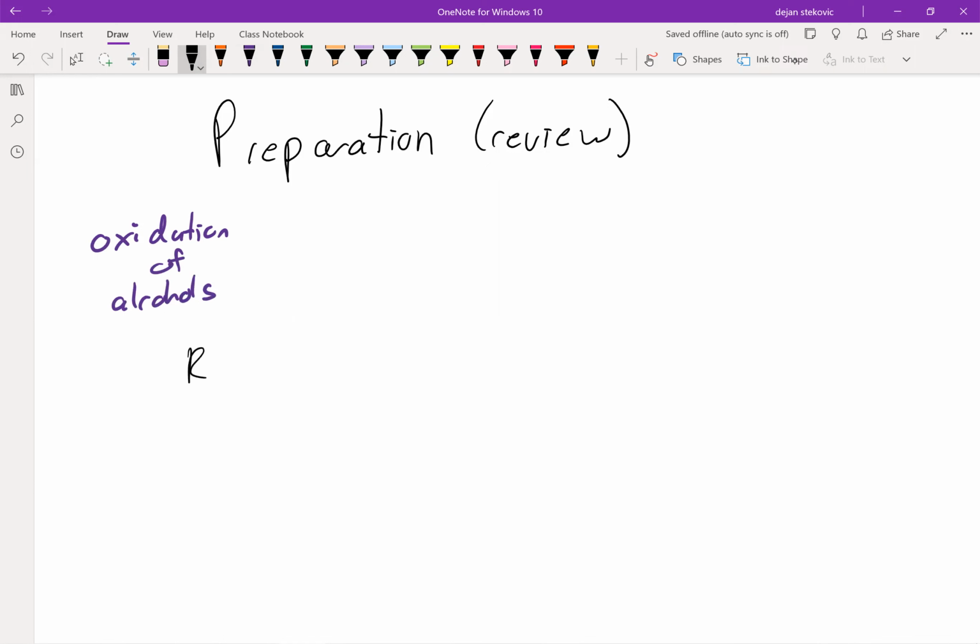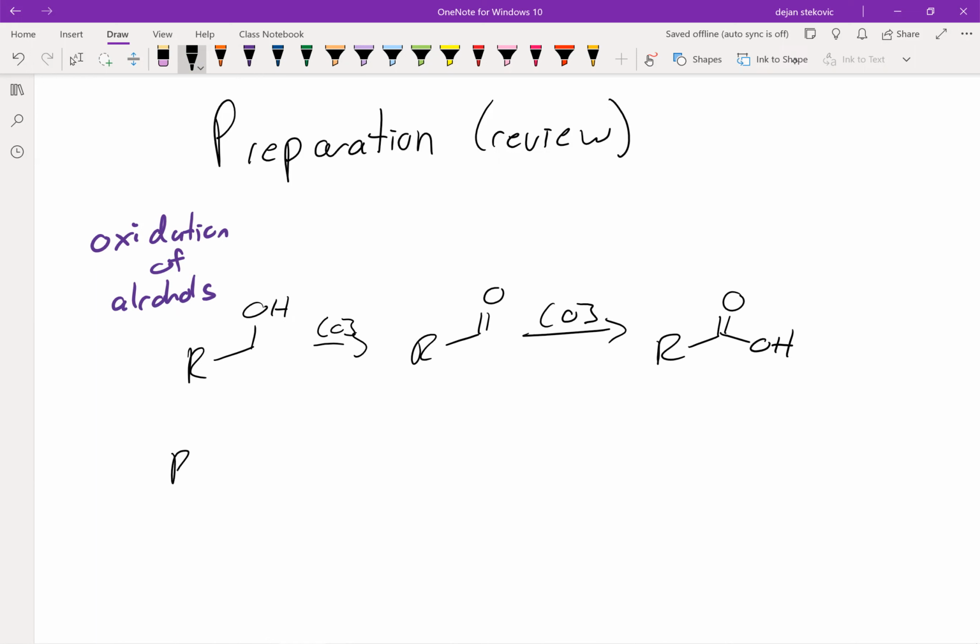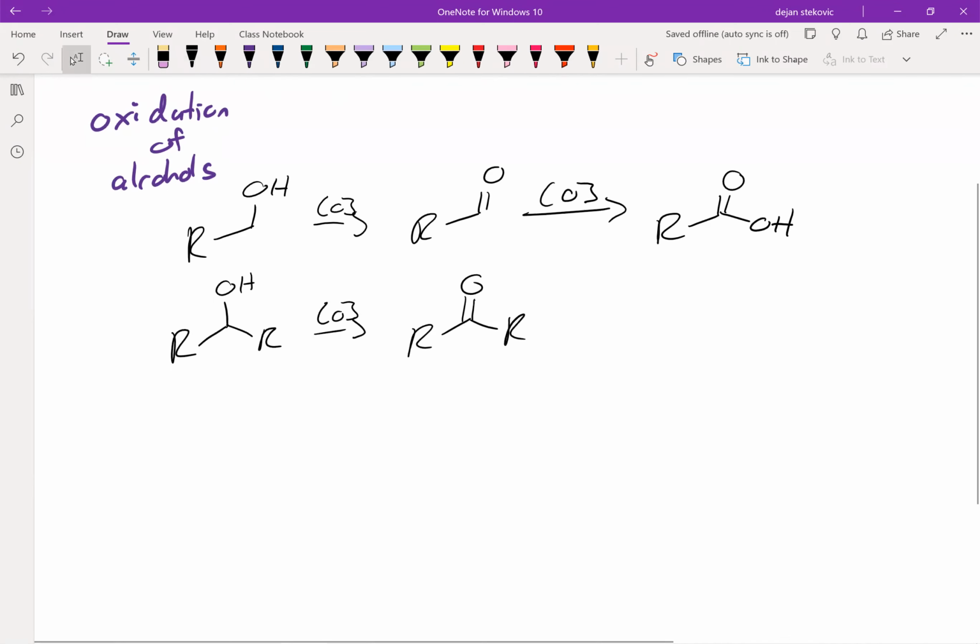So for example, if we have a primary alcohol, we could oxidize that into an aldehyde. Of course, we have to be careful of what choice of reagent we use, because if we further oxidize this, it will go to a carboxylic acid. With a secondary alcohol, that's not a big issue, because these will stop at a ketone, right? We don't have that other hydrogen to get rid of to go all the way to a carboxylic acid.